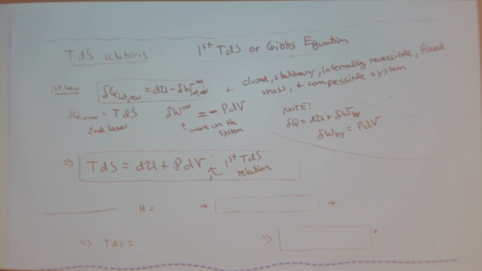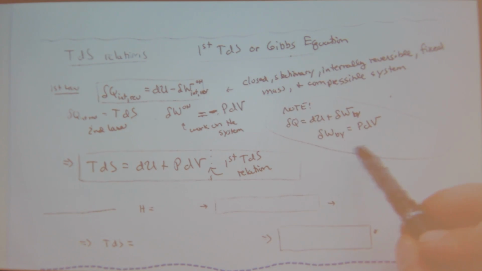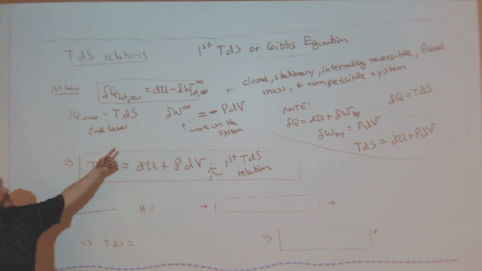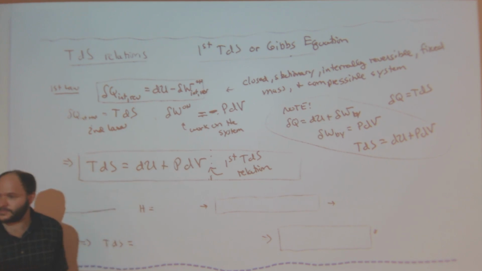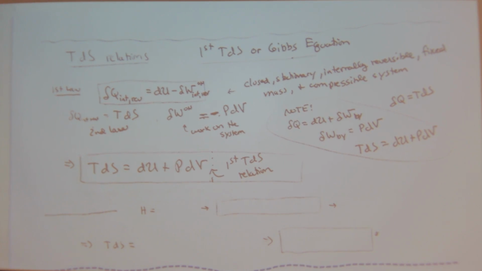I could also use the terminology of work by the system. If I still have delta Q equal to T dS, I replace this in here and still end up with the same thing, T dS equals dU plus P dV, now with the plus sign. So it doesn't matter whether I choose work on or work by to derive the first, I just have to make sure my sign convention sticks with that. So we have the first TDS relationship.